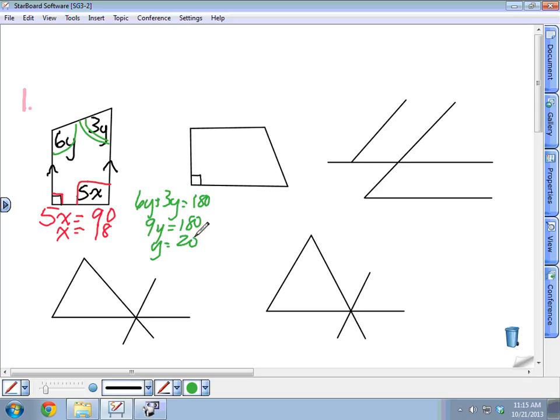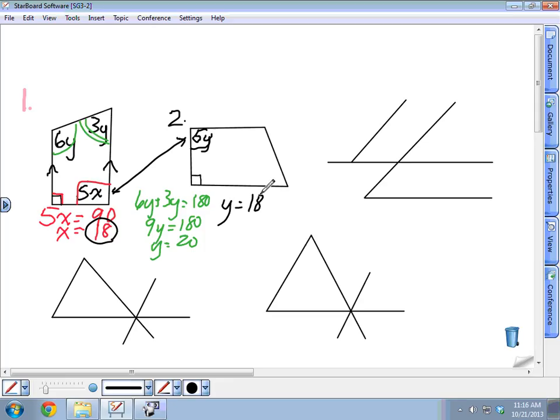Now on number 2, we have the same exact figure, only it's turned clockwise 90 degrees, right? And actually we have this 5y right here. Well, if you look at this, 5y, 5x, and they were 90-degree angles, you know 5y is 90, so you've already figured out that y over here is equal to 18. Okay?